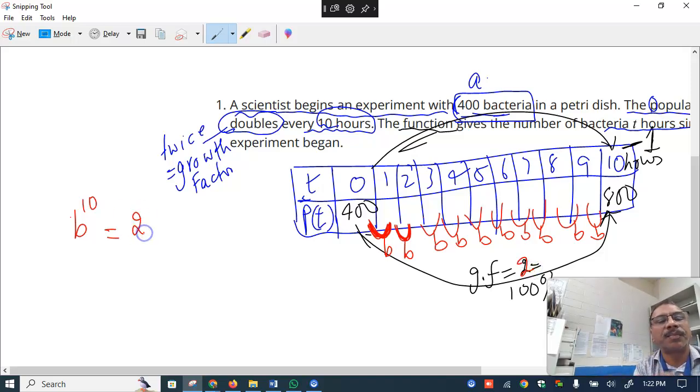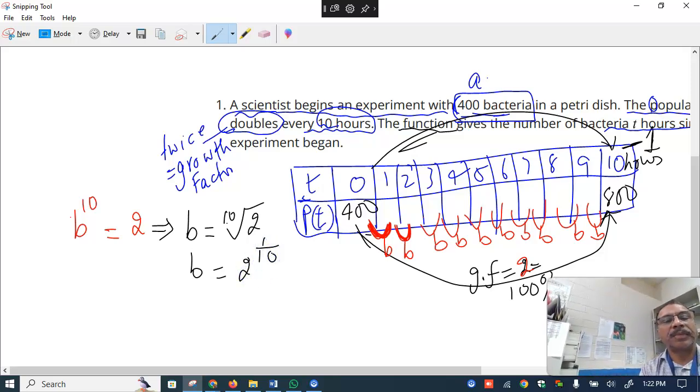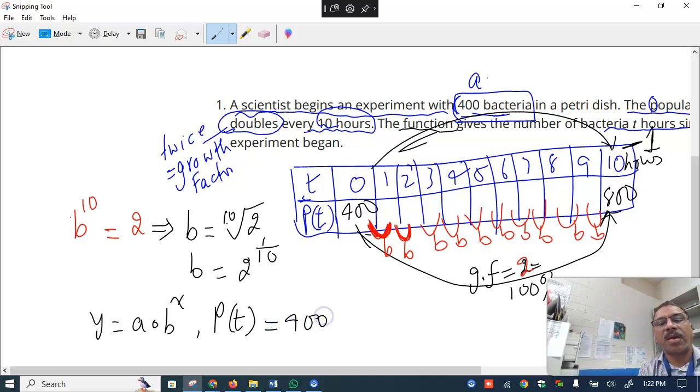So this is 2. By definition of radicals, B equals the 10th root of 2, but I'm going to write it as 2 raised to 1 over 10. So in the formula y equals A times B raised to x, now it is P, the bacteria population after T hours. What you have in the beginning is 400, and then each hour it grows by 2 raised to 1 over 10.